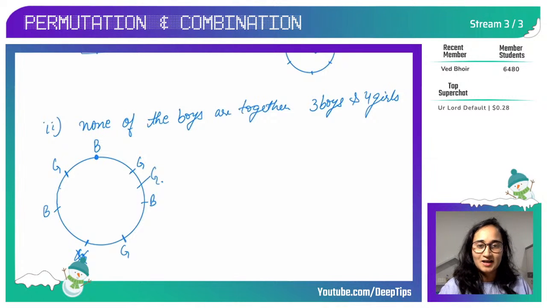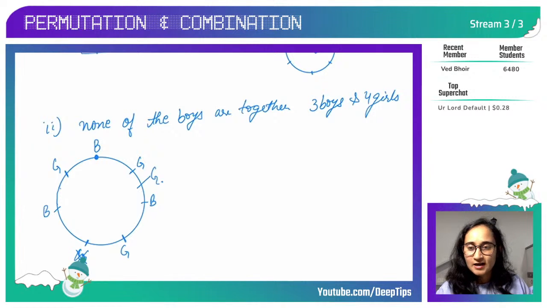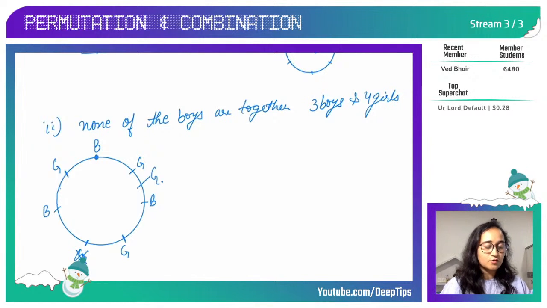So how to do this kind of question? Any idea? Anybody can write in the chat if they have an idea how to solve this kind of question, when the number of boys and girls are not the same in a circular arrangement, and the question says that none of the boys are together. Anybody?